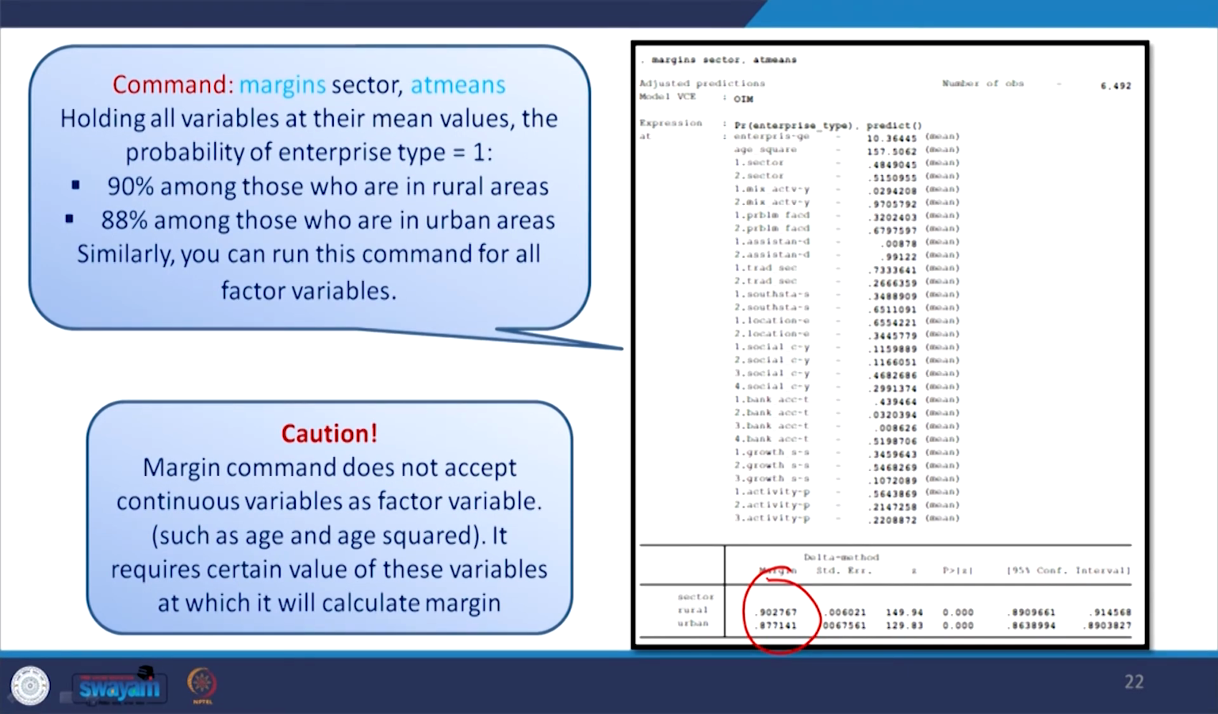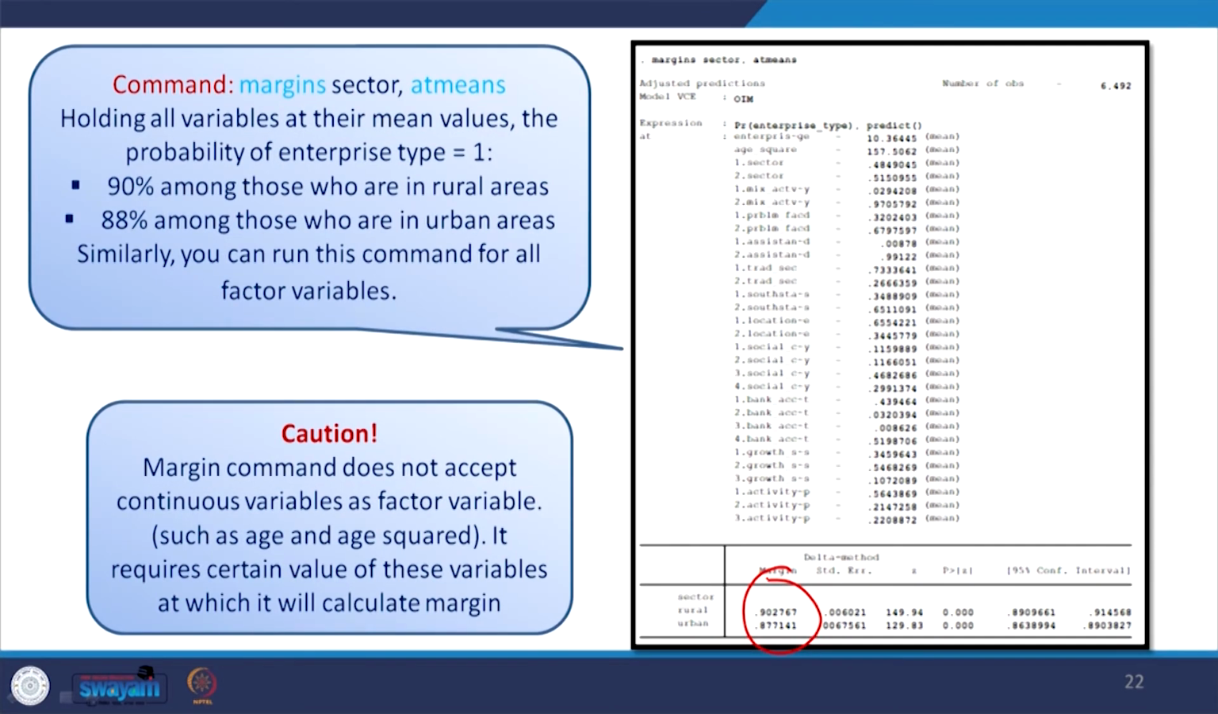Now, for rural and urban, rural has given 90.902767. So, that means a 90% probability for the rural entrepreneur to be necessity driven or of the necessity type of enterprise, whereas in urban it is 87. It is understood and logical that in urban areas the likelihood of enterprises being necessity driven should be less than in rural areas, because of many other problems or shortage of access, especially financial access, as well as transport.